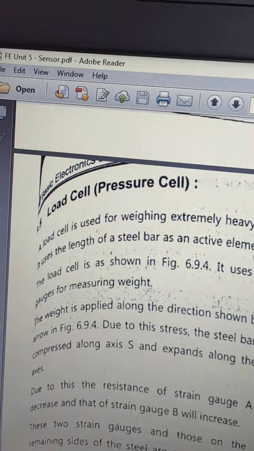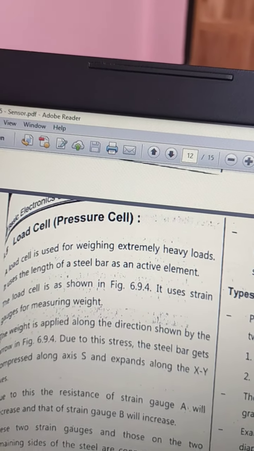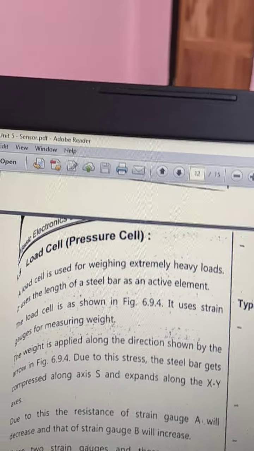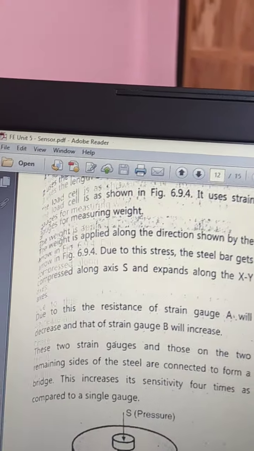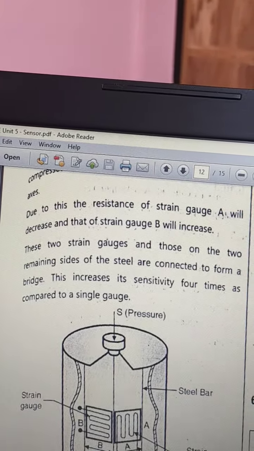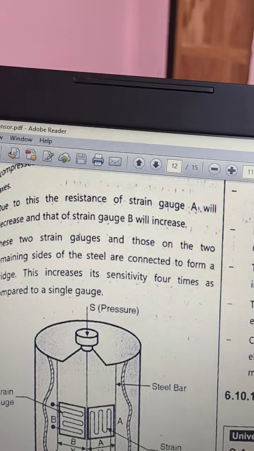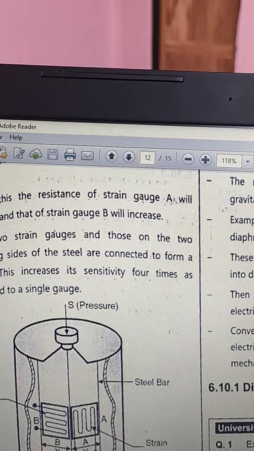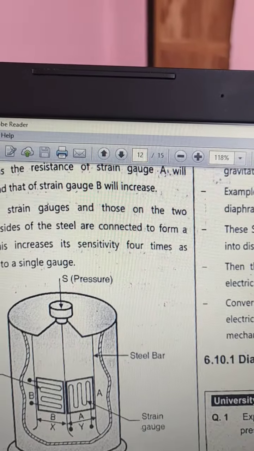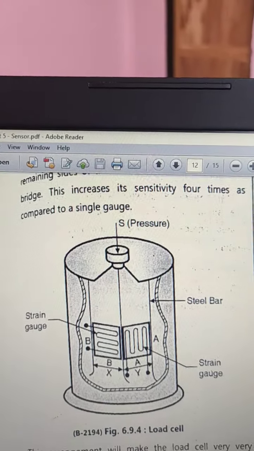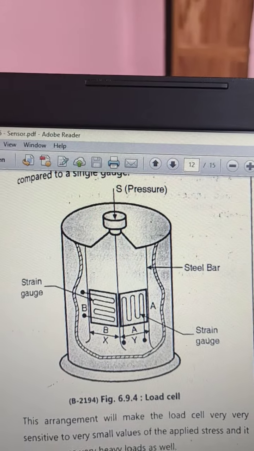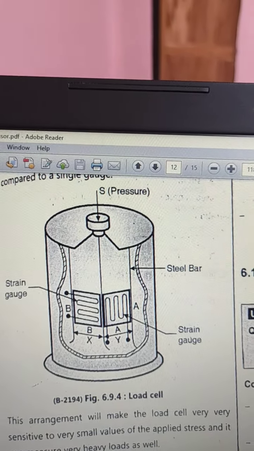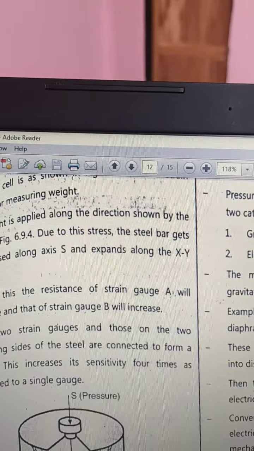Next one is the load cell. The load cell is used for measuring extra heavy loads. It uses a length of a steel bar as an active element. This is the construction of a load cell that consists of a strain gauge, and those on the remaining sides of the steel are connected to form a bridge. That increases sensitivity 4 times as compared to a single gauge. So this arrangement makes the load cell very sensitive to very small values of applied stress, and it can measure heavy loads as well.